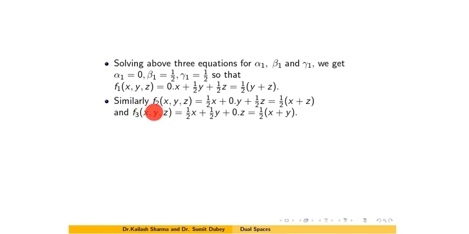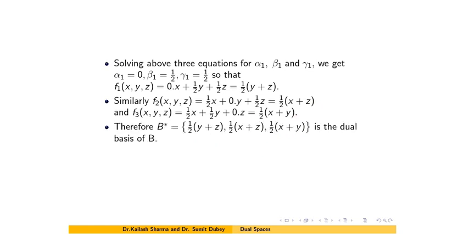Similarly, f2(x,y,z) equal to 1 by 2 x plus 0y plus 1 by 2 z, which is 1 by 2 into (x plus z). And f3(x,y,z) equal to 1 by 2 x plus 1 by 2 y plus 0 into z, which is 1 by 2 into (x plus y). And therefore, B star equal to {1 by 2 (y plus z), 1 by 2 (x plus z), 1 by 2 (x plus y)} is the dual basis of the basis B of vector space V.